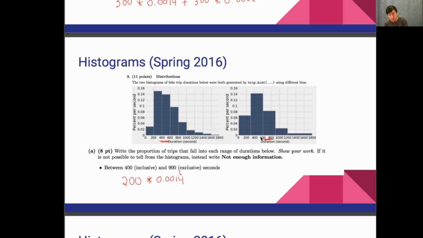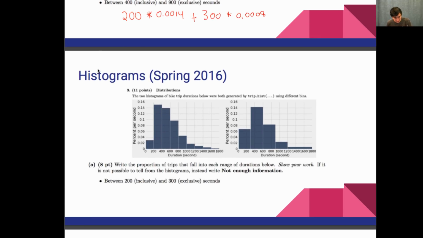And next, we're going to find 600 to 900 from the second histogram. So we're going to add that to 300, and 300 is the width from 600 to 900, obviously. And we're going to multiply that by the height, 0.0008. So that should make sense, everyone. We can use the information from both histograms to arrive at a convergent set of values. Okay, great. So on to the next problem.